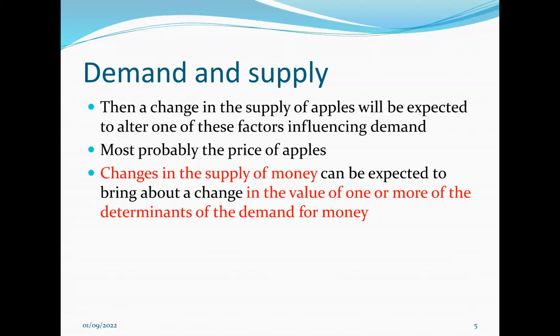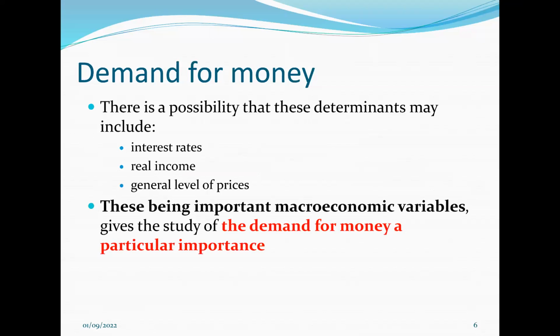Now, a change in supply of any good will be expected to change any of these factors influencing demand, most probably the price of the commodity. So the change in supply of money as well can be expected to bring about a change in the value of one or more of the determinants of demand for money. So when you change one of the determinants, it will lead to a change in the total demand.